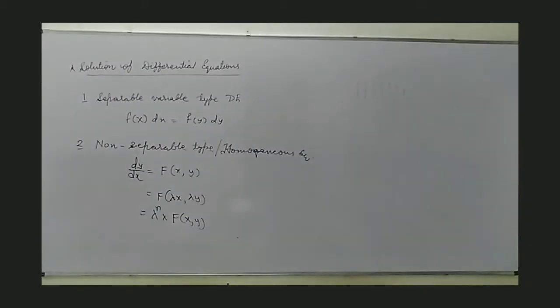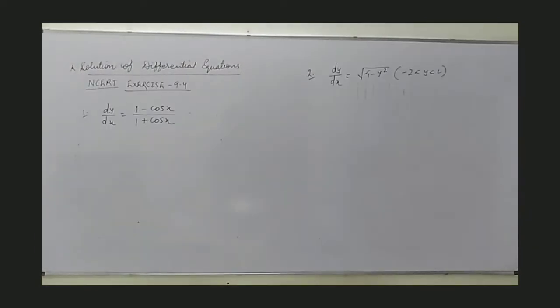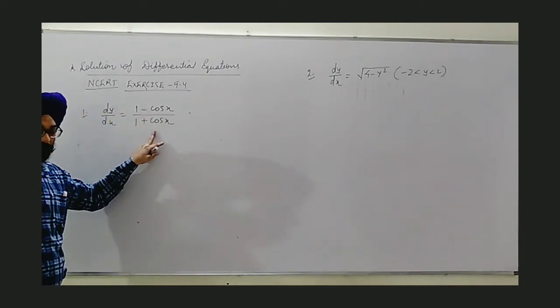We will begin with separable variable, which is applicable in exercise 9.4 of NCERT. So we will take questions to understand it better. Let's see next. I have taken here question number 1 of NCERT exercise 9.4. We are given dy by dx equal to 1 minus cos x upon 1 plus cos x.